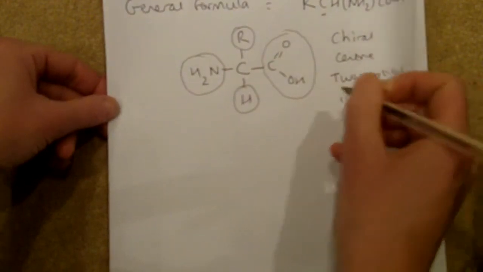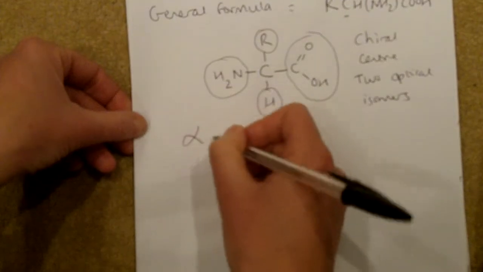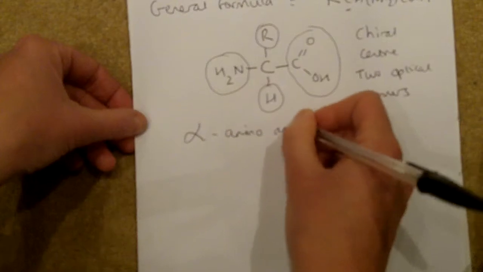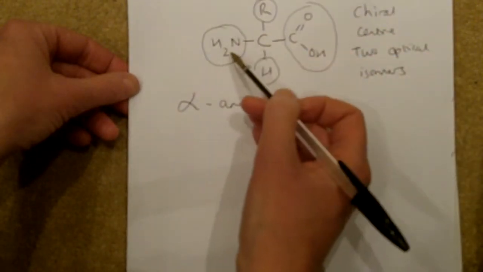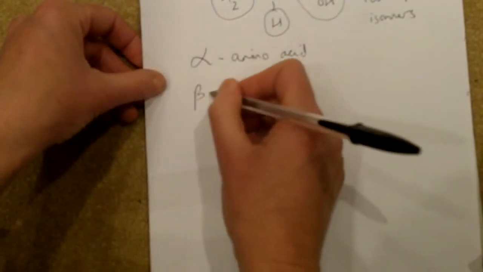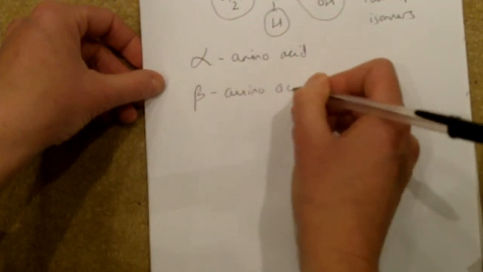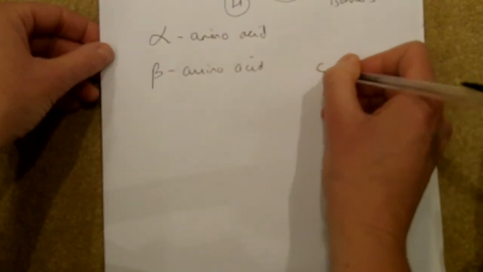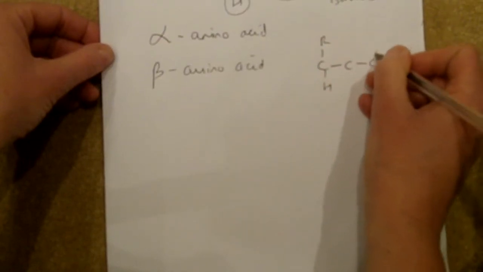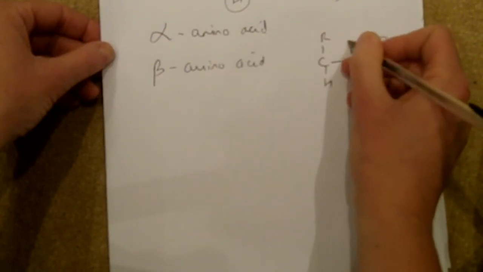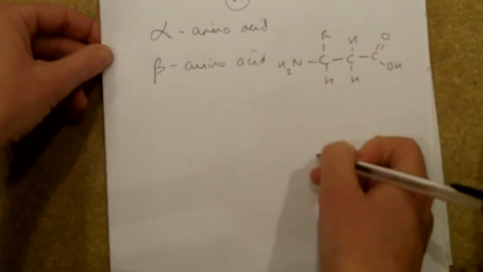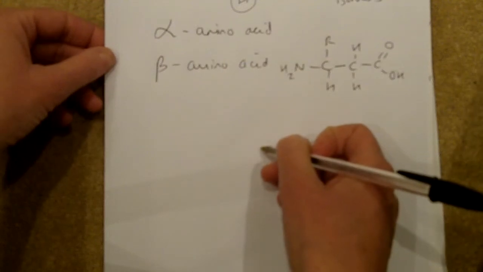Now the one I've drawn here is called an alpha amino acid. It's called an alpha amino acid because the carboxylic acid and the amine are joined to the same carbon. If you have a beta amino acid, for example, we take the center carbon, there is one carbon separating the amine group and the carboxylic acid. So that would be an example of a beta amino acid.